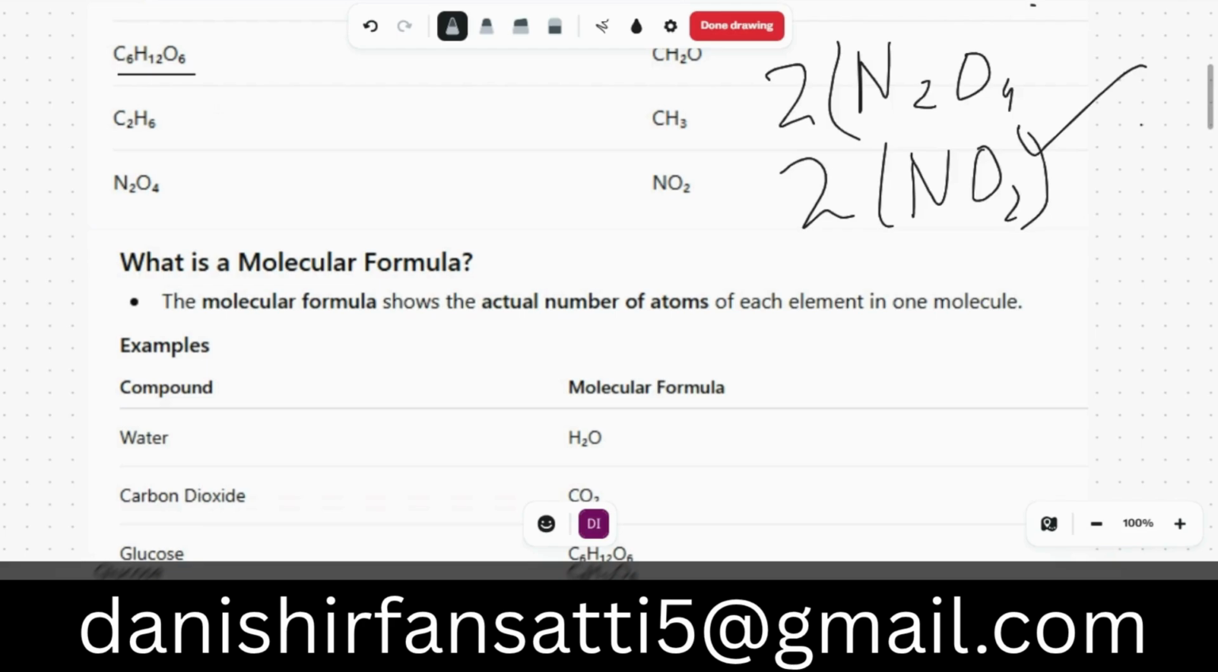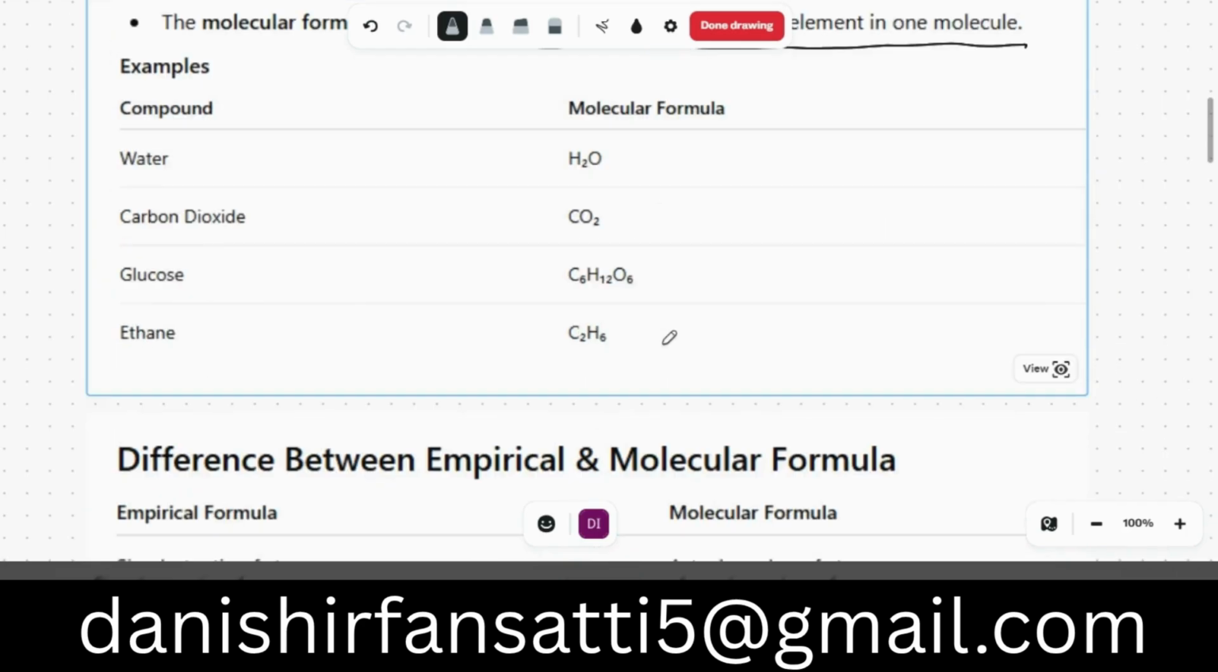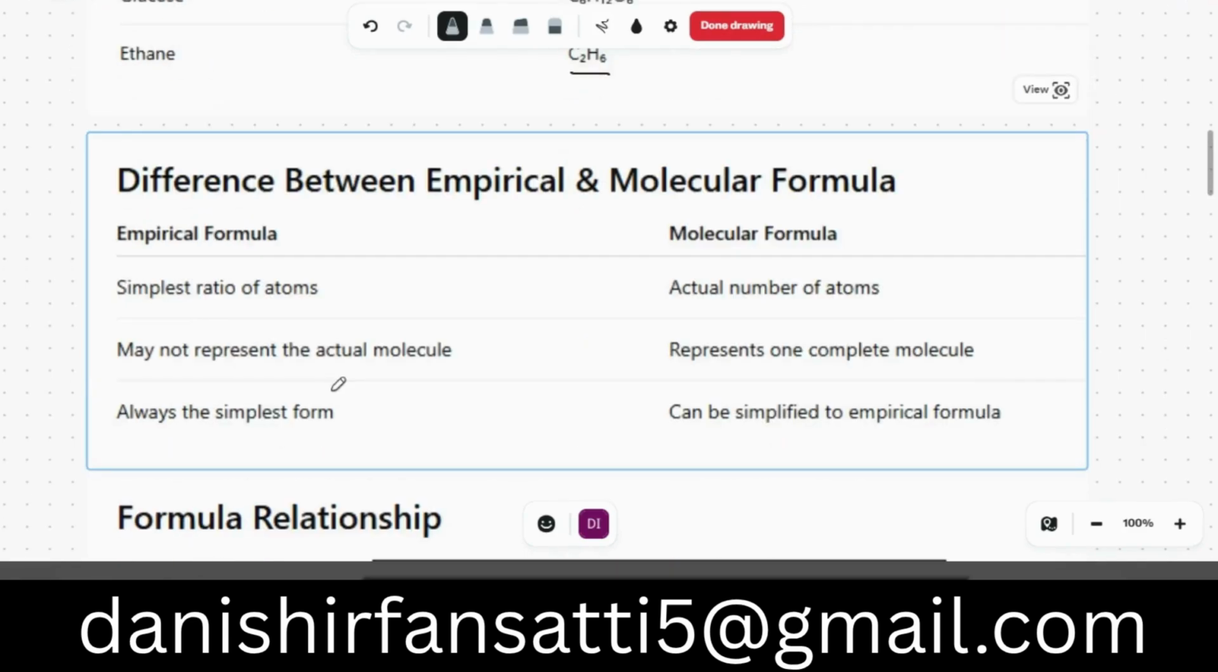Okay, the molecular formula shows the actual number of atoms of each element in one mole. Okay, for example, water is simply H2O, carbon dioxide CO2, glucose is C6H12O6. Empirical formula gives us a simple ratio, whereas molecular formula just shows the actual compound. Okay, ethane is C2H6. What is the difference between the empirical and molecular formula? Empirical formula is a simple ratio of atoms, whereas molecular formula is the actual number of atoms. It may not represent the actual molecule. Okay, molecular formula represents one complete molecule. Okay, that is the difference.